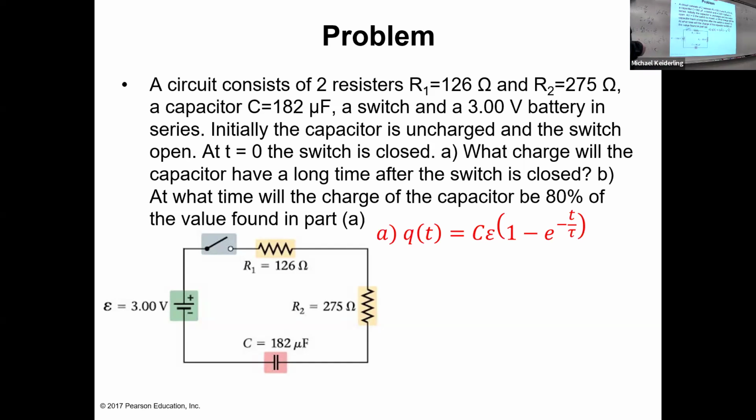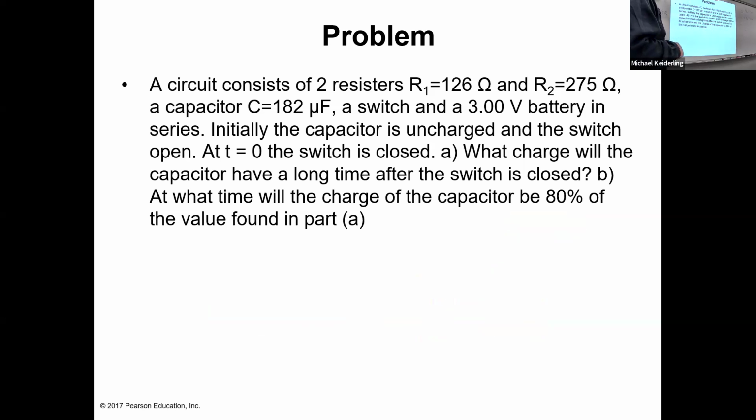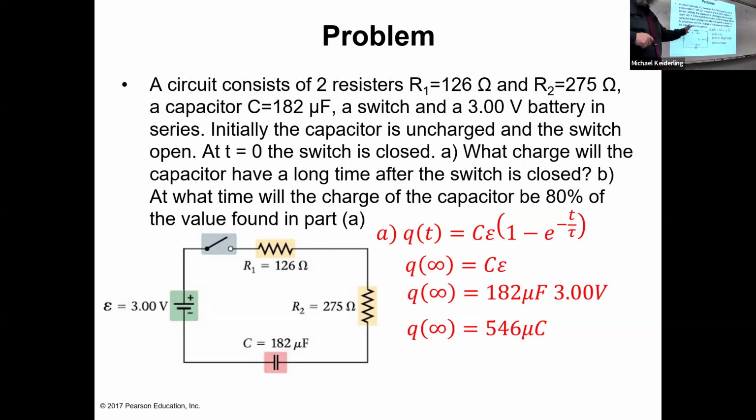So here's sort of the general gist of it. Charge as a function of time is capacitance times epsilon times 1 minus e to the minus t over tau. So if t becomes very big, e to the minus t over tau goes to 0. So you're just going to get capacitance times the voltage. So 182 microfarads times 3 volts is 546 microcoulombs. That makes sense?